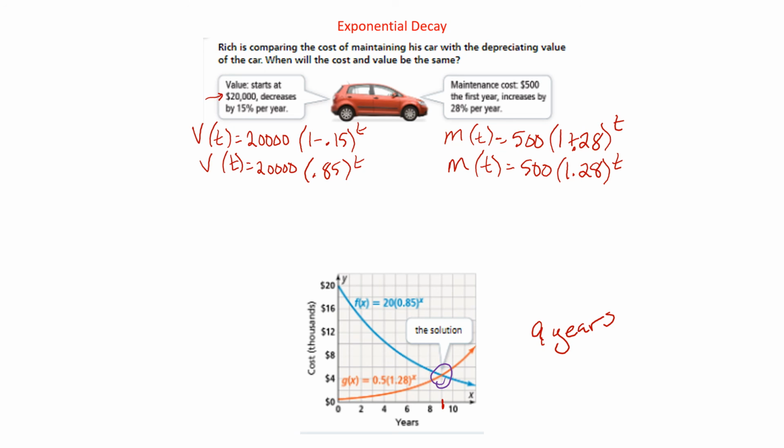And the cost looks like they're both about $4,500. You can always check it. You could plug 9 into both of them to see if you get about 4,500, or maybe even get a little bit more accurate of an estimate there. But this is when they would be the same.